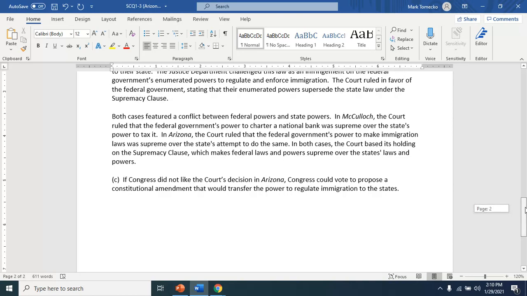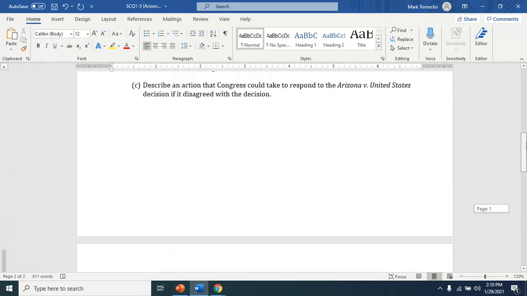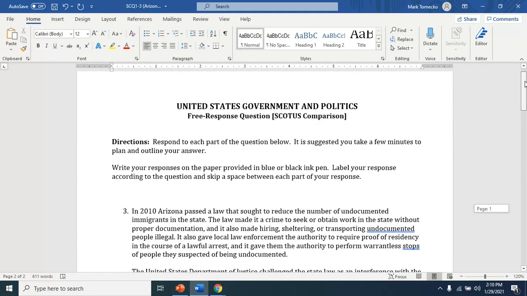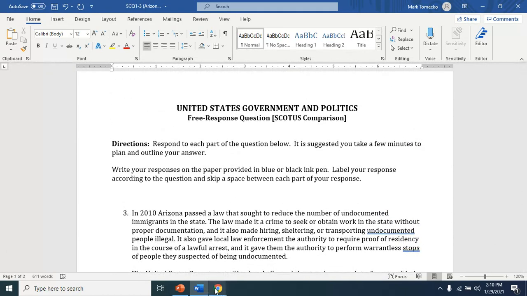All right, this sample will be available in Canvas, so you can look at it a little more carefully and maybe model some of your responses off of it. Hopefully this helps. The SCOTUS Comparison FRQs are not that bad, but again, you see very clearly how important it is to know your must-know cases, so continue to review them as often as you can.